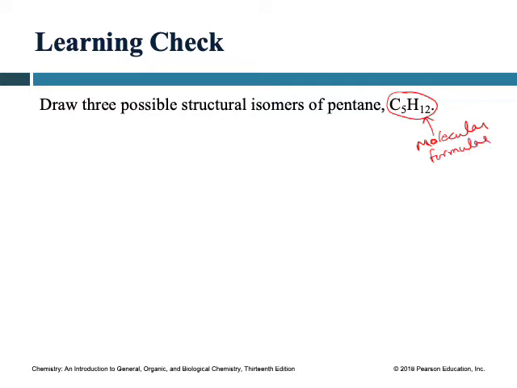And you have to make a structural isomer, which means you have to draw three structures that are different from each other, or there has to be a different connectivity of atoms. Let's try the first one. Can I draw the first one like this?